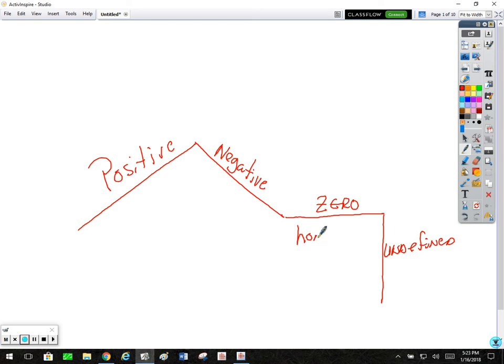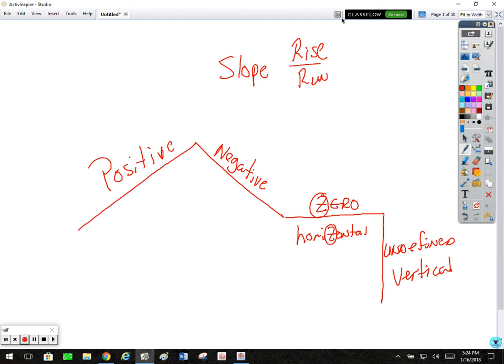Remember though, this one is a horizontal line. Remember the z in horizontal and the z in 0. And the undefined one is a vertical line. All right, we're going to look at those next week, but right now I want to talk about these two again, positive and negative. We're going to graph these. Remember we talked about our rise over our run is still slope. So our definition of slope is still the rise, the change in the y values over the change in the x values. So it's change in y over change in x.